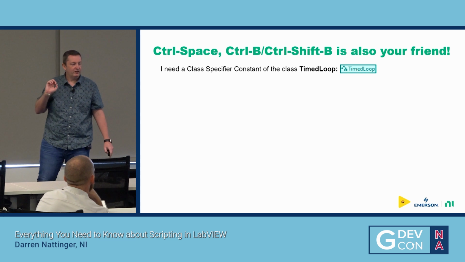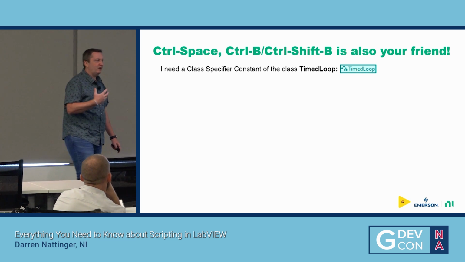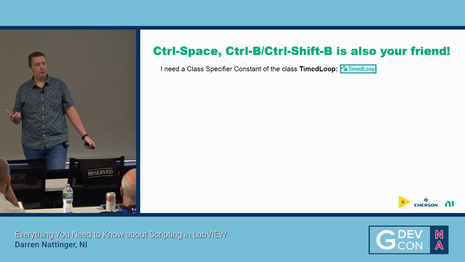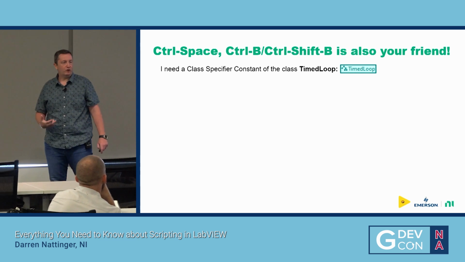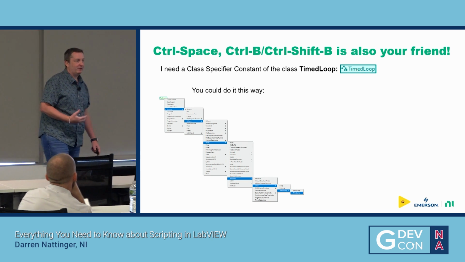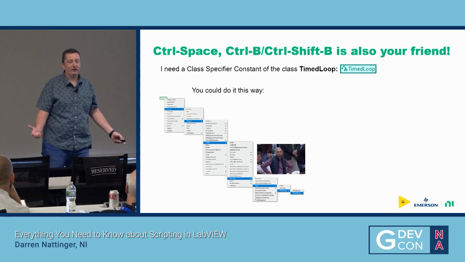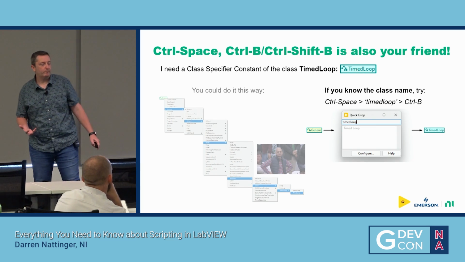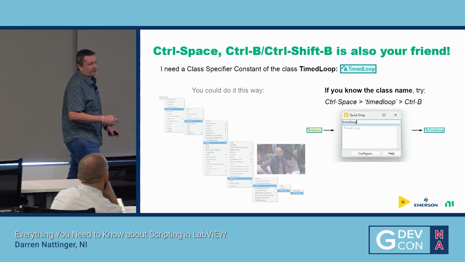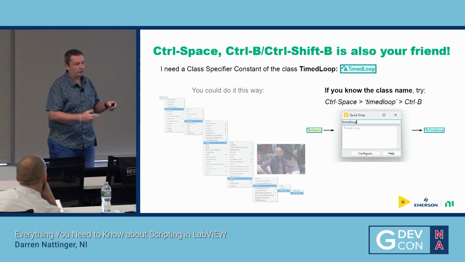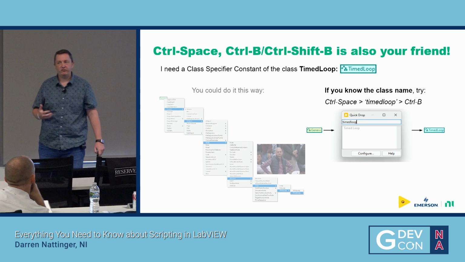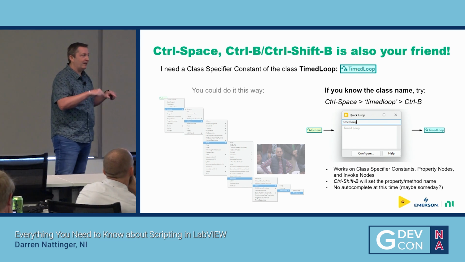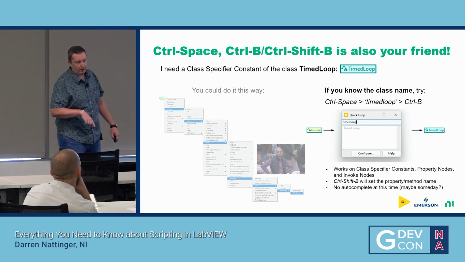You know what else is your friend? Control-Space-Control-B. Let's say you have a class specifier constant. You want to change it to the timed loop class because you want to do some timed loop scripting. So what do you do? You drop a class specifier constant, you right-click on it, and now you're in the right-click menu hell, and you're like, dude, LabVIEW, come on. Why do I have to do this every single time? So instead, use quick drop. Select the class specifier constant, type in the class name, timed loop, press Control-B. It will automatically change the name. This does not have autocomplete. I would like for it to have autocomplete someday. Right now, you kind of have to know the exact name that you want to type in.